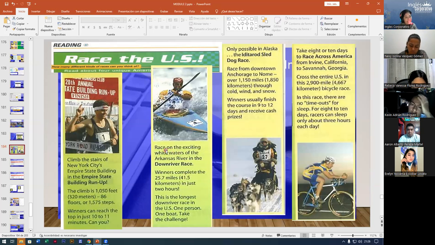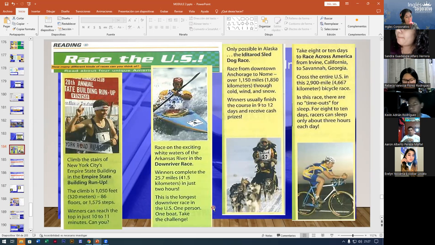The next one is race. Race on the exciting white waters of the Arkansas River in the Downriver Race. Winners complete the 25.7 miles equals to 41.5 kilometers in just 2 hours. This is the longest downriver race in the U.S. One person, one boat. Take the challenge. New vocabulary. Race, carrera. Down river. It's like when you go down river, it's not the same level. No es el mismo nivel, sino que va hacia abajo.